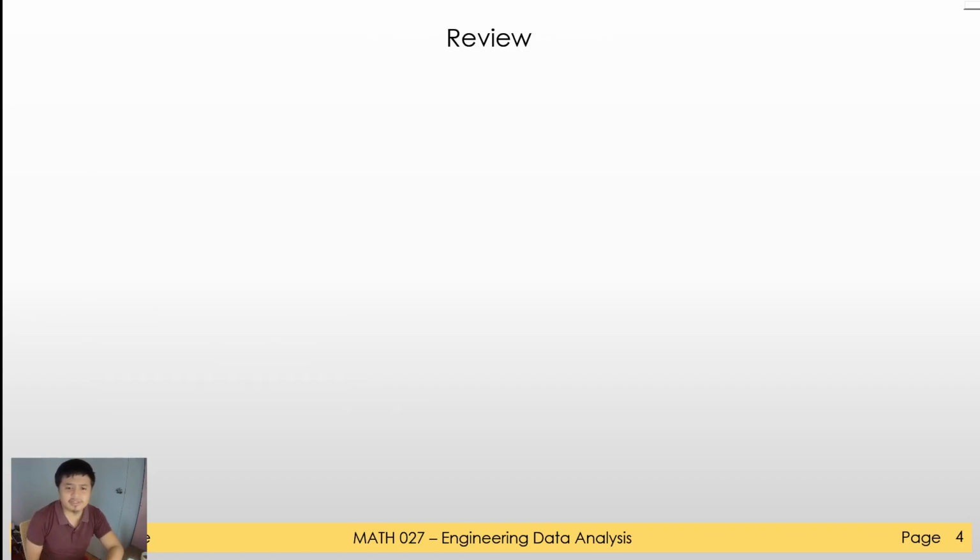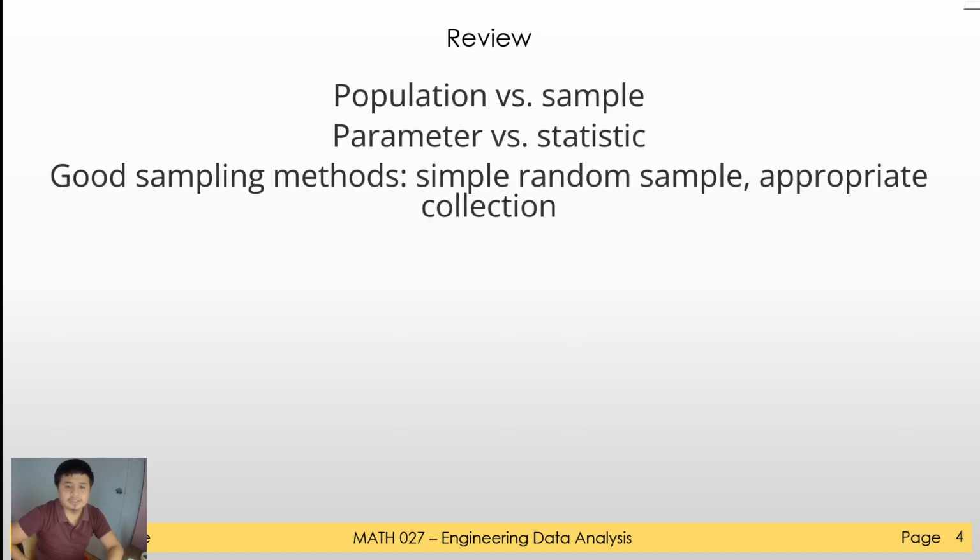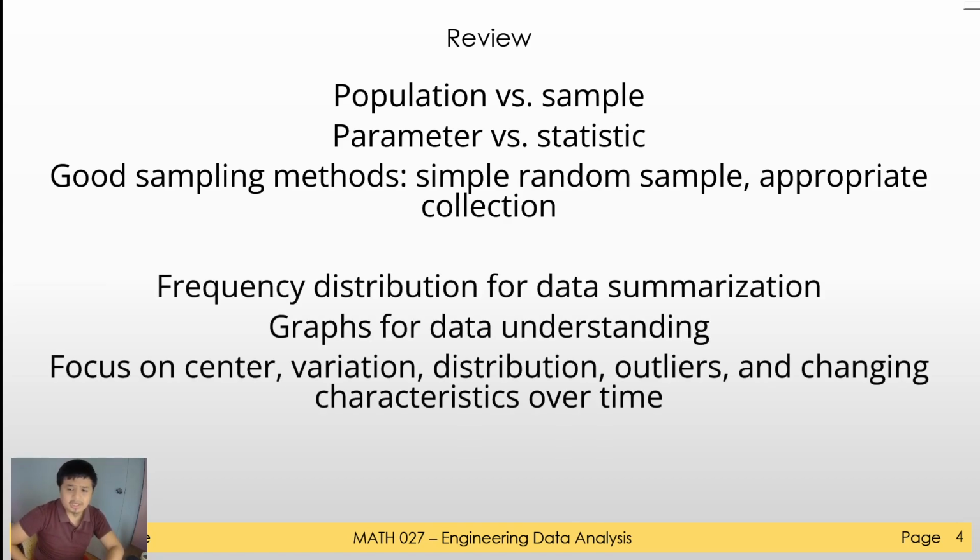Before we dive into our topic, let's review what we have learned so far. Previously, we've discussed the population and the sample, also the parameter and the statistic. What are the differences between the two? And we've described the different methodologies for sampling, so simple random sample and so on. And also the data collection, collection using surveys and so on. And then we also discussed the frequency distribution for data summarization.